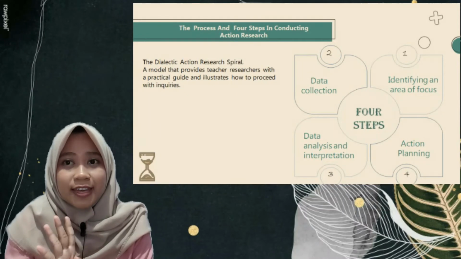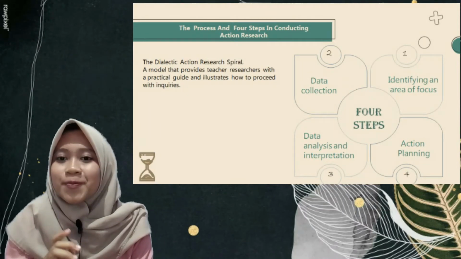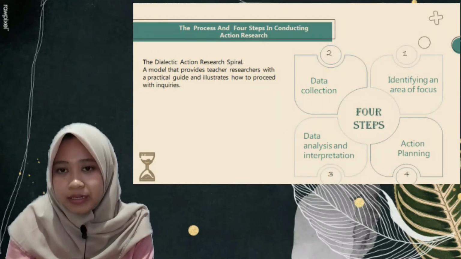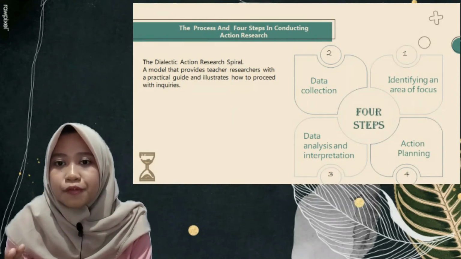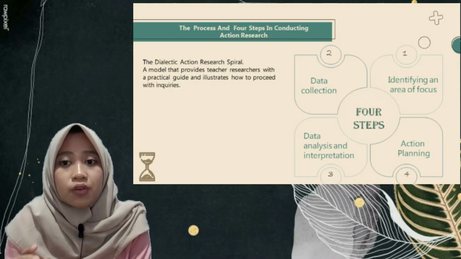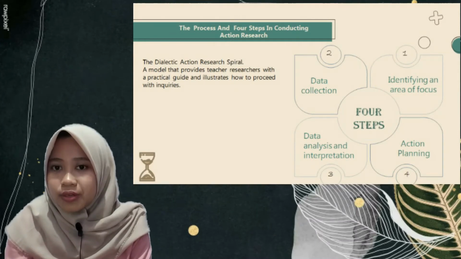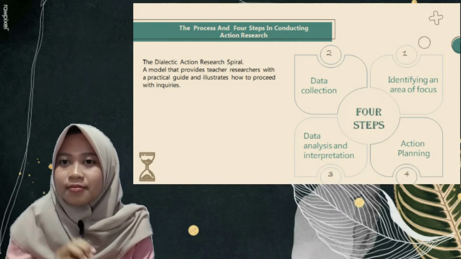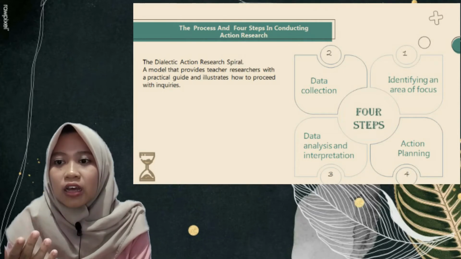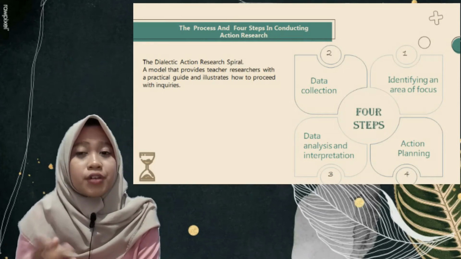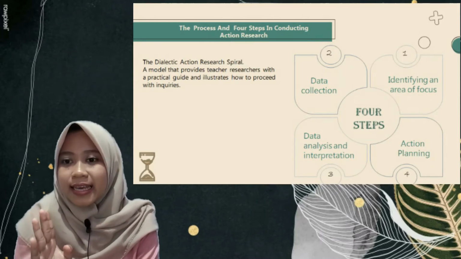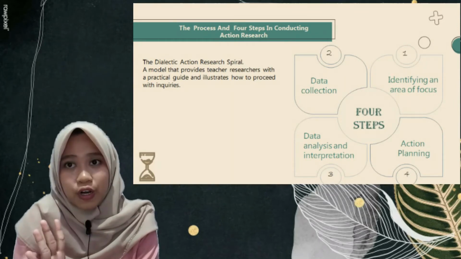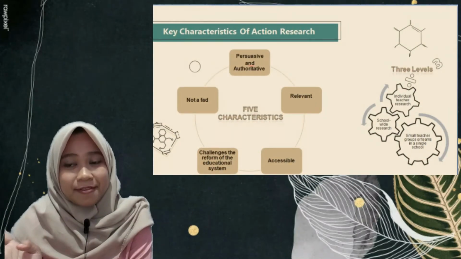The process and the 4 steps in conducting action research. The dialectic action research spiral is a model that provides teachers and researchers with a practical guide and illustrates how to proceed with inquiries. The first step, number 1, identifying an area of focus. Number 2, data collection. Number 3, data analysis and interpretation. Number 4, action planning.